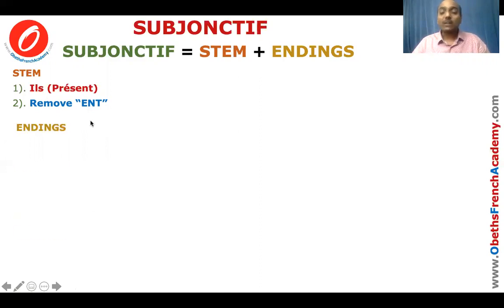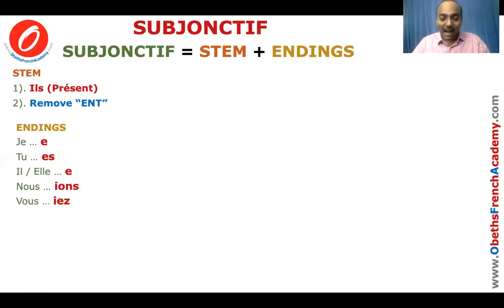Now what are the subjunctive endings? The subjunctive endings are, for je it is E, for tu ES, for il and elle E, for nous IONS, for vous IEZ, for ILS and ELLES it is ENT.